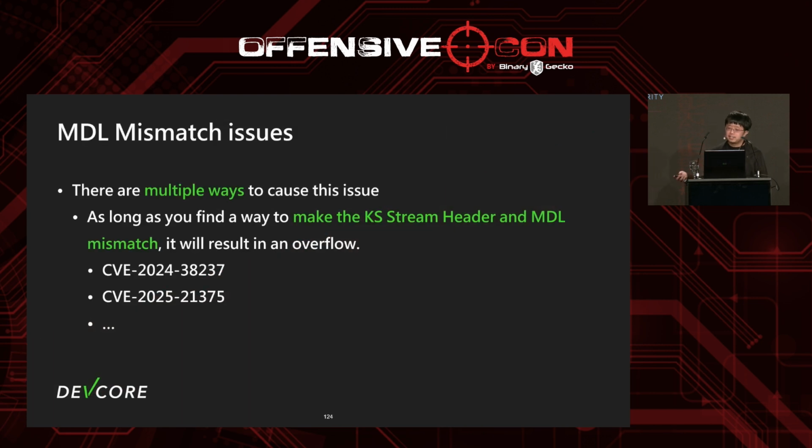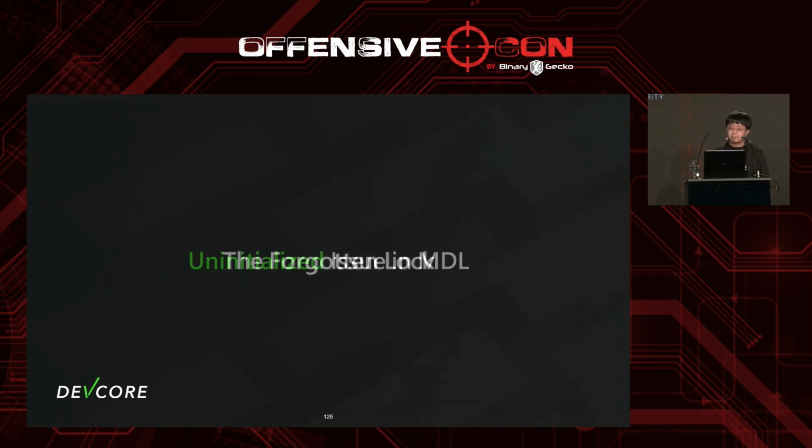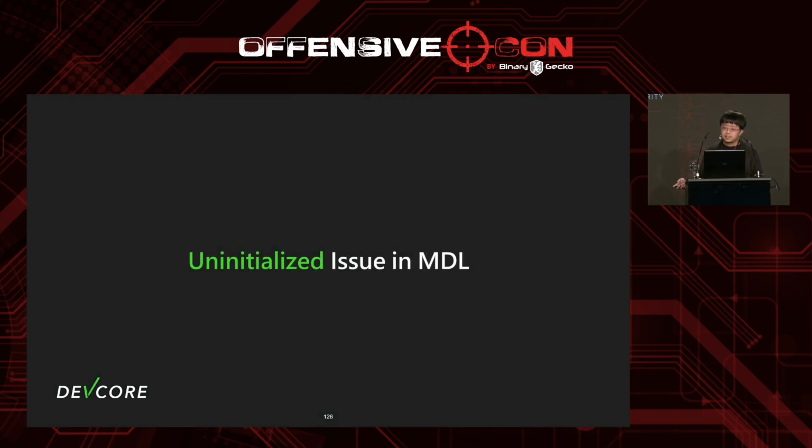In fact, several of the vulnerabilities we discovered are related to this issue. If you can find a way to make the case string header and MDL mismatch, you can easily trigger a buffer overflow. The second bug class we are going to discuss is called the forgotten lock in MDL. It is a case of incorrect MDL handling. This bug class is a bit more special. In fact, it is an uninitialized issue in MDL.